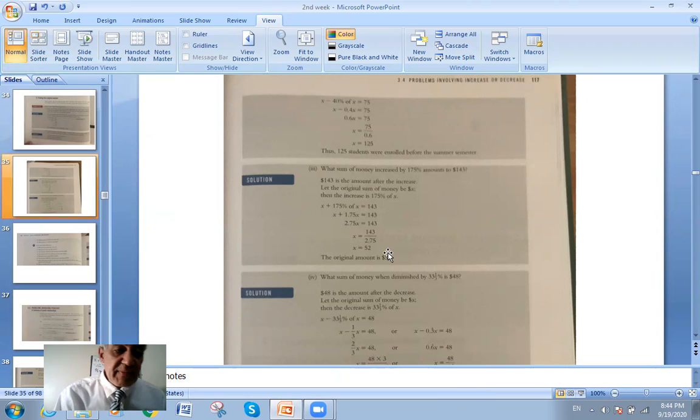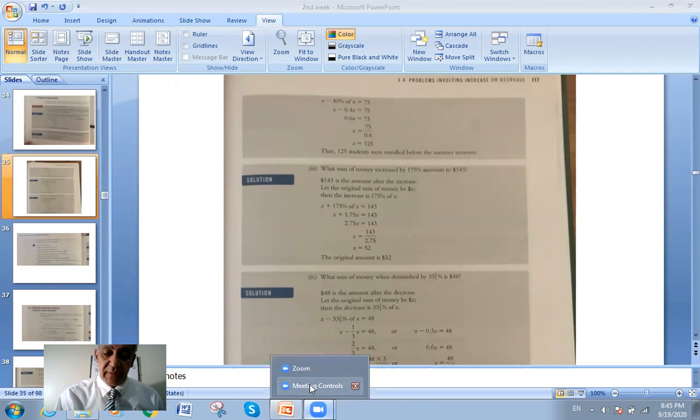On slide number 35, I am talking about the second one. What sum of money increased by 175% amounts to 143? Okay, it's the same idea which we talked about. Exactly. Nothing more, nothing less.